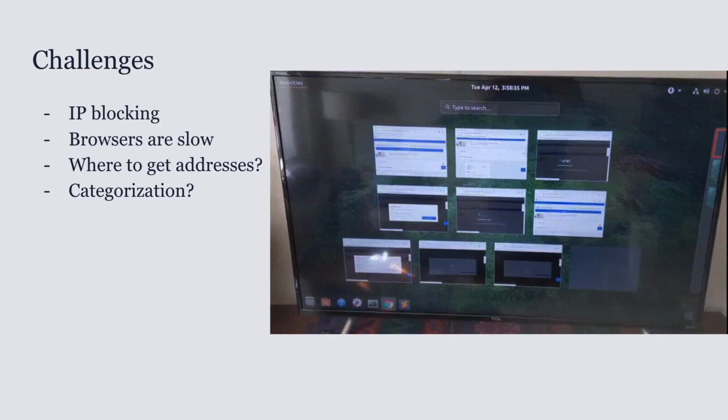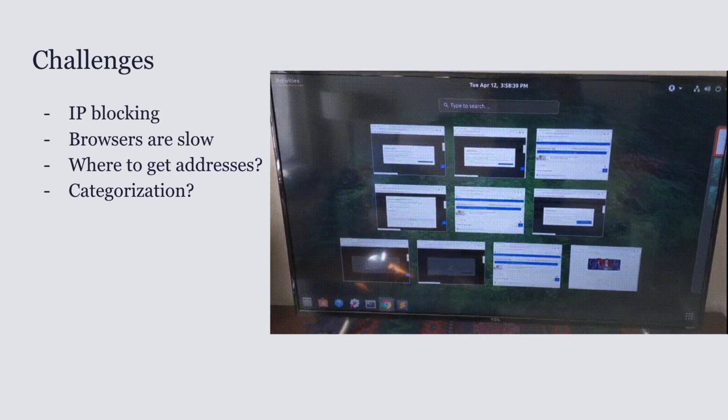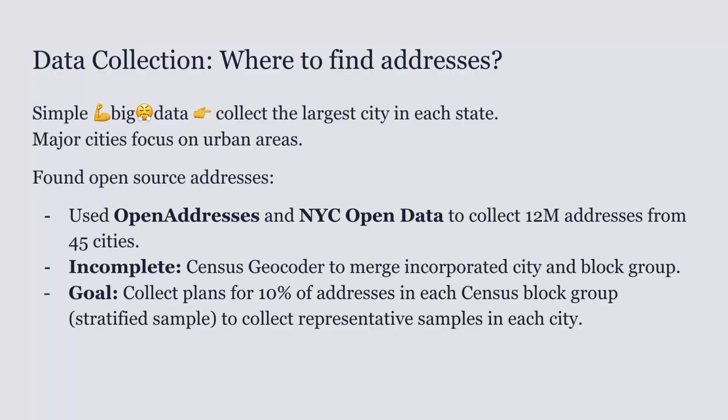And then there's the matter of categorization, which is another common problem you'll face with these kinds of investigations, right? Seldom is the thing that you want to measure already encoded in a column. You have to do some research and reporting to figure out exactly what you're going to measure. And so let's talk about how we approach some of these problems.